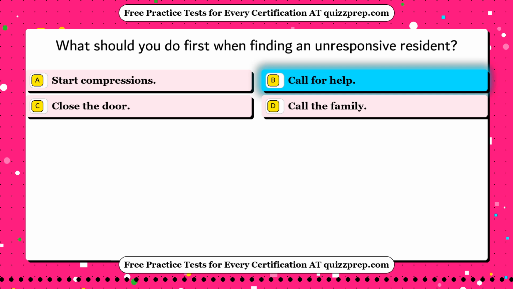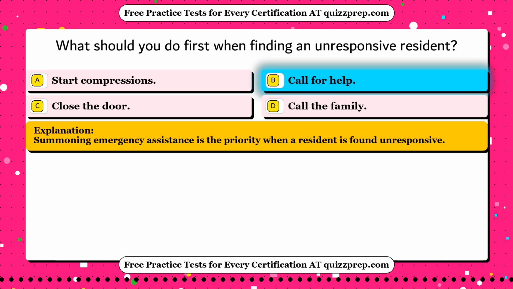The correct answer is option B, call for help. Summoning emergency assistance is the priority when a resident is found unresponsive.